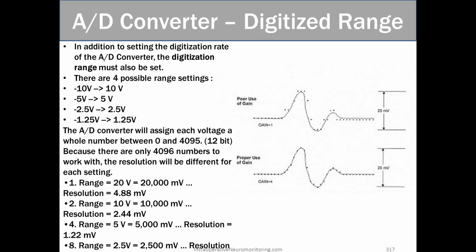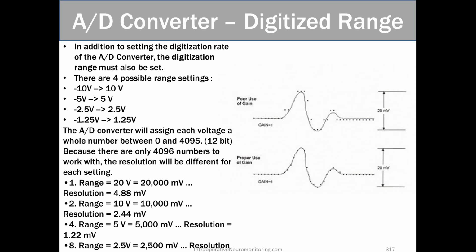In addition to setting the digitization rate of the AD converter, the digitization range must also be set. There are 4 possible range settings: minus 10 volts to 10 volts, minus 5 to 5, minus 2.5 to 2.5, and minus 1.25 to 1.25. The AD converter will assign each voltage a whole number between 0 and 4095, or 12 bits. Because there are only 4096 numbers to work with, the resolution will be different for each setting.